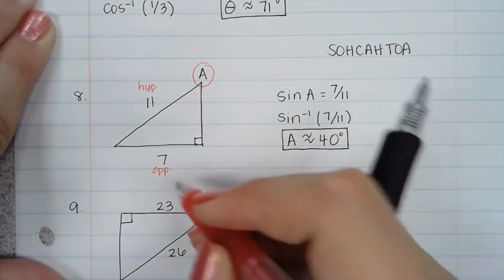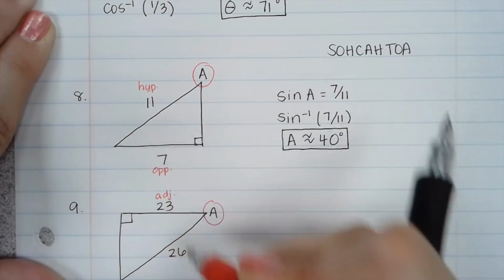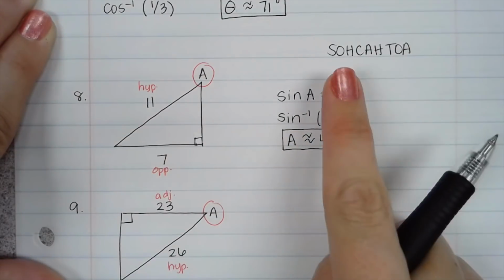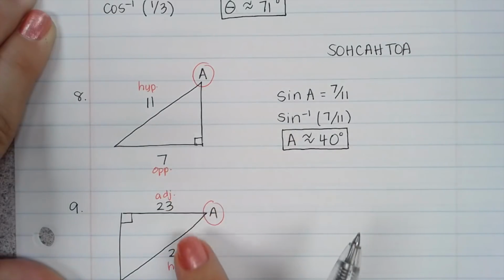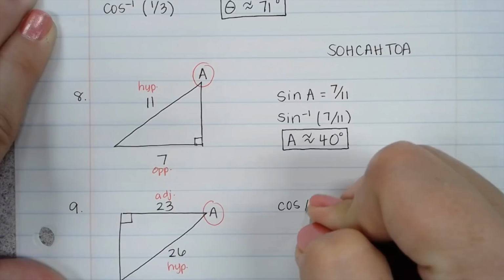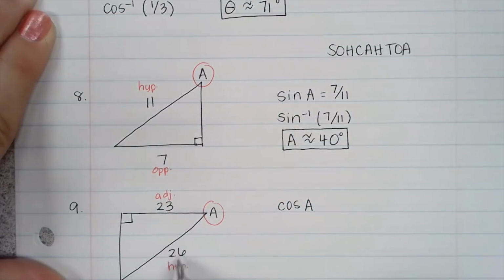Let's see, circle my reference angle. On this one, the 23 is adjacent to the letter A and the 26 is the hypotenuse. That's how I'll know that I'm going to use cosine, because I have adjacent and hypotenuse. It's probably helpful to point out on this one that you could use tangent. You could do the Pythagorean theorem, solve for this missing side over here, and then use tangent, or sine, as your trig ratio here instead of using cosine.